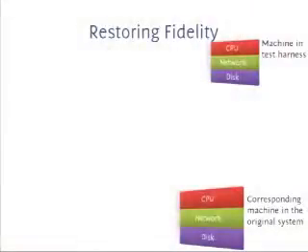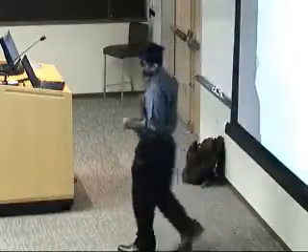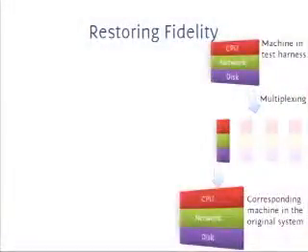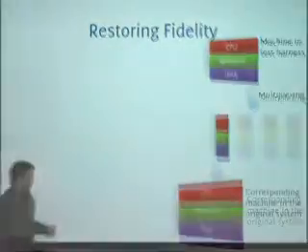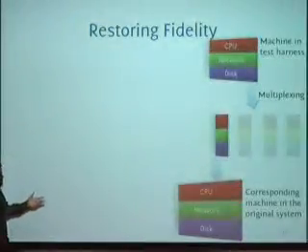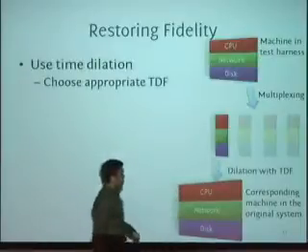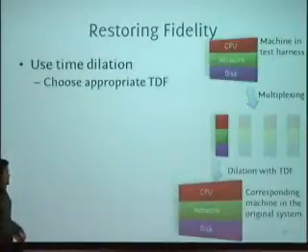So let's see what we want to do here. We have some machine in the test harness, and here we have some physical machine in the original system. So far, we have created some number of virtual machines on this test machine. And what we want to do is take one of these VMs and make it look like the corresponding physical machine in the original system. So obviously, one of the things we need to do is use time dilation to scale up the resource capacity that's visible to this VM.